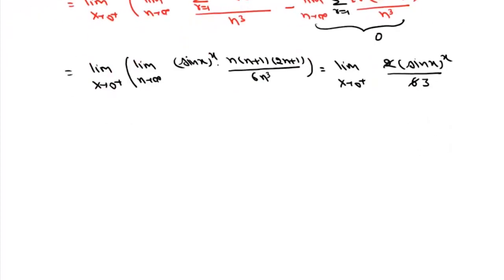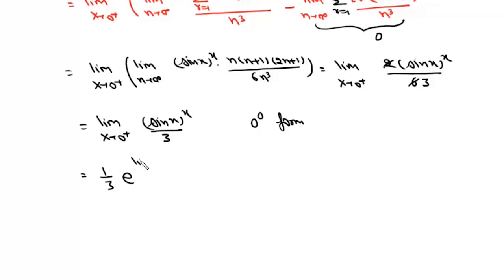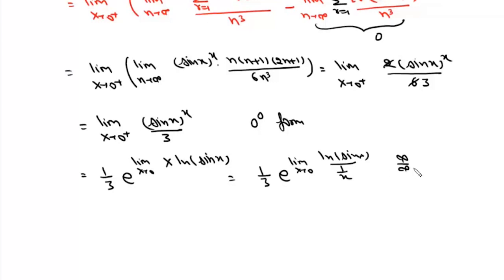Now we have to solve this limit in x. So it is limit x tends to 0 positive of sin x to the power x, whole divided by 3. Now this is 0 to the power 0 form. We can write this as 1 by 3 e to the power limit x tends to 0 of x log sin x, or we can write this as 1 by 3 e to the power limit x tends to 0 of log sin x upon 1 by x. Now this is infinity upon infinity form.